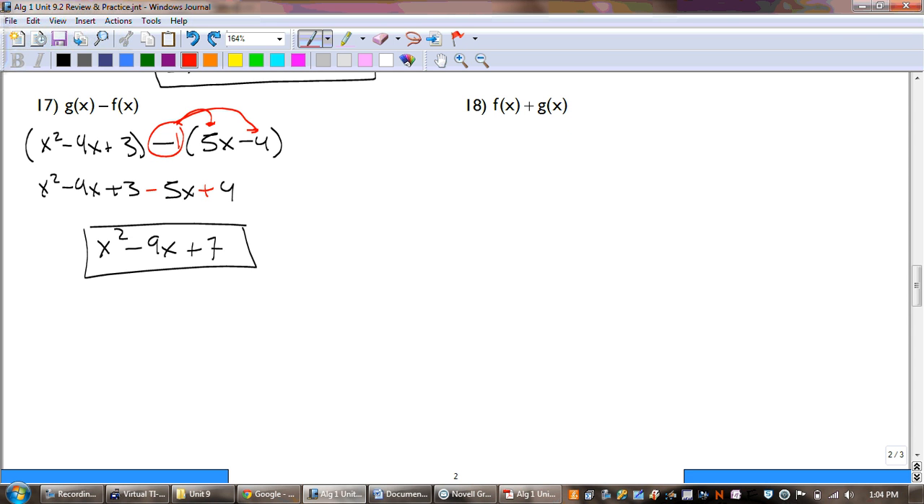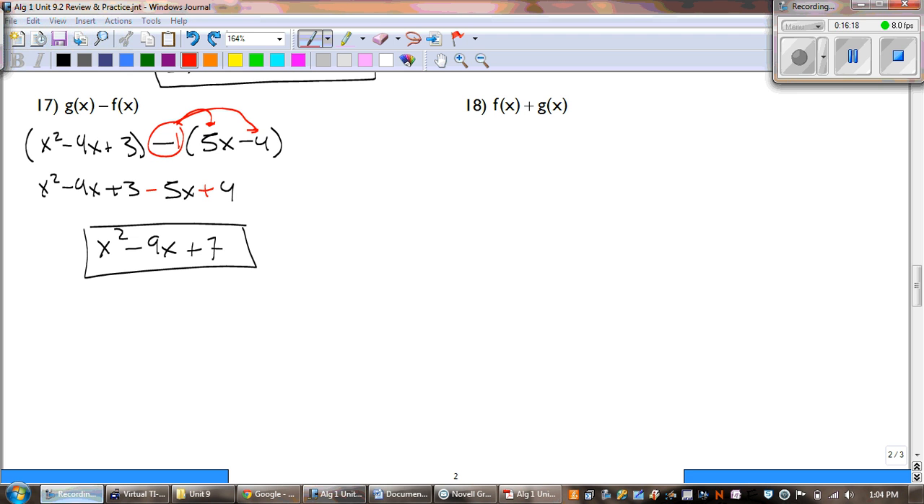Okay, in number 18, you are all on your own. Go ahead and add those two functions. Pause the video. Okay, and you should have gotten x squared plus x minus 1.